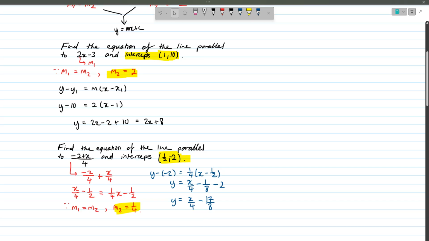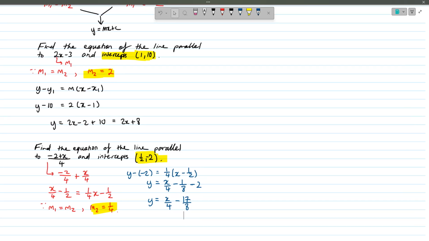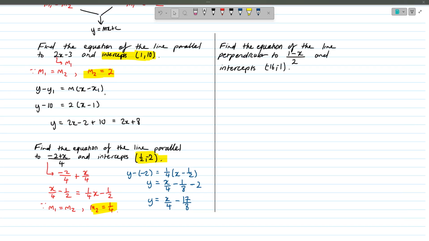So now let's have a look at perpendicular lines. Let's say we have the question: find the equation of the line that is perpendicular to 1 minus x over 2 and intercepts negative 16, negative 1. So now this one's a little bit different. If we were to just break down what 1 minus x over 2 actually means, you would split the fraction, that would just be 1 over 2 minus x over 2, which is the same thing as saying negative 1 over 2x plus half.